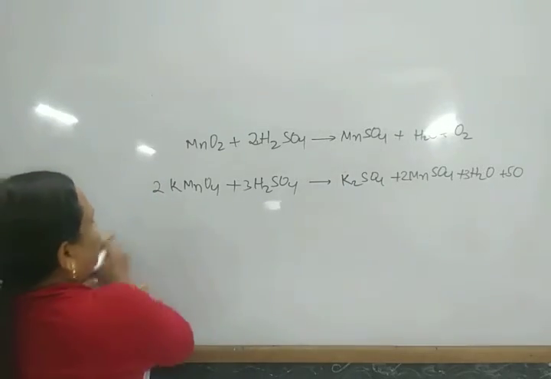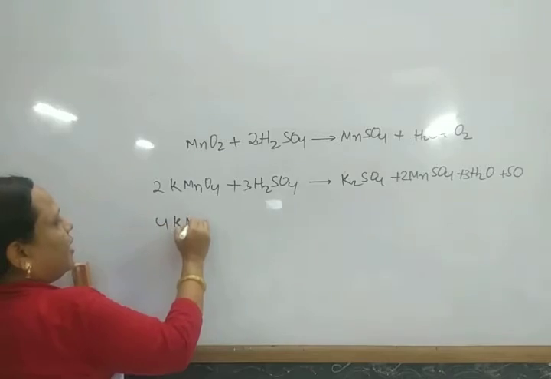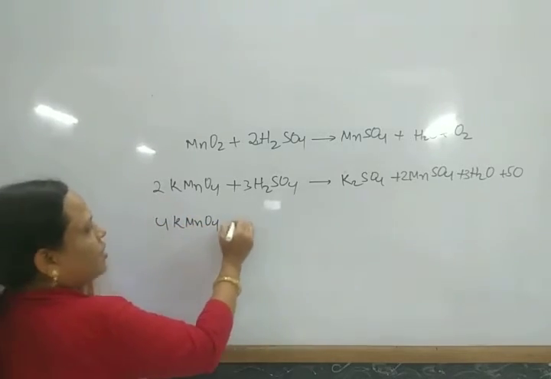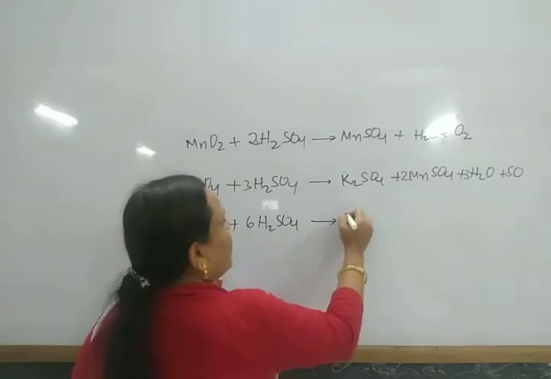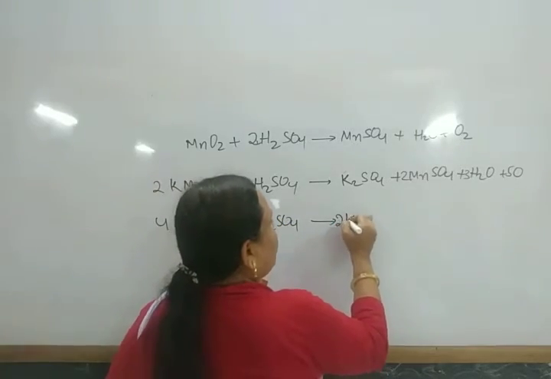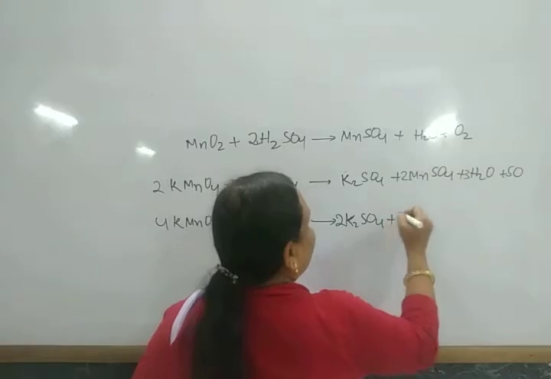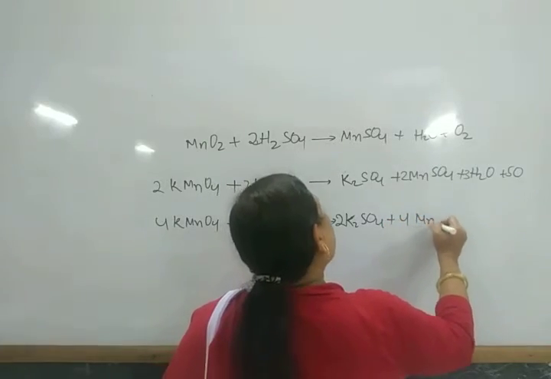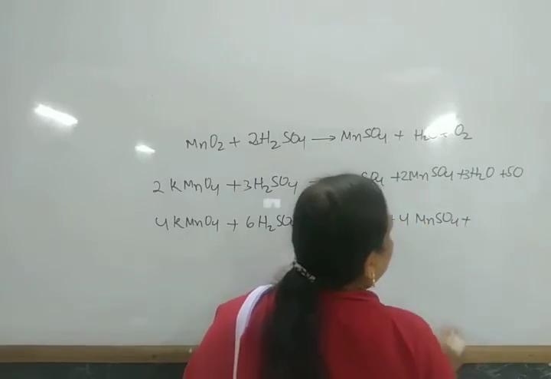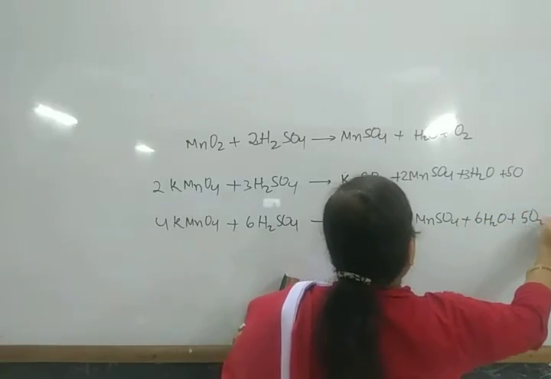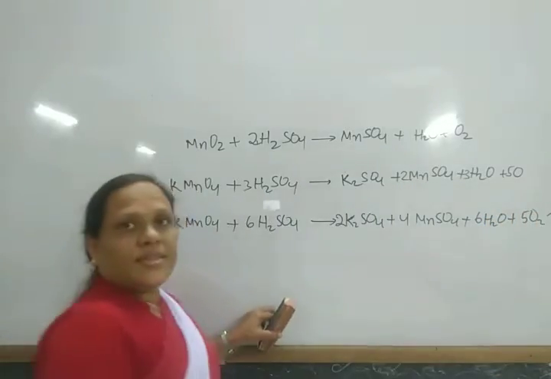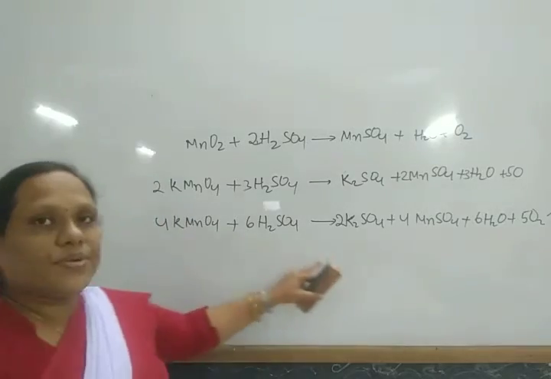When this oxygen is converted to molecular form, it becomes 4KMnO4 plus 6H2SO4 give rise to 2K2SO4 plus 4MnSO4, manganese sulfate, 6H2O plus 5O2. So in this way oxygen gas is produced.